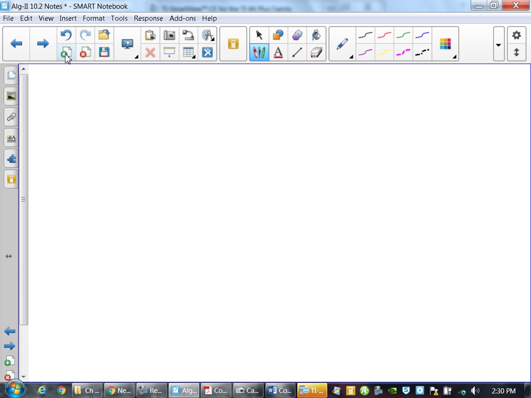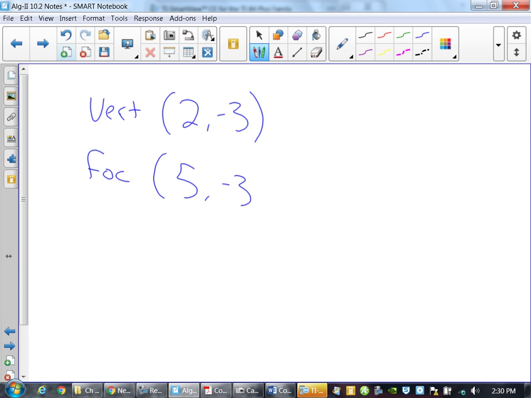So what we'll be able to do, real soon, is say if the vertex is at 2, -3, and your focus is at 5, -3, you're going to be able to tell which direction it opens. How, you may ask? You plot it.